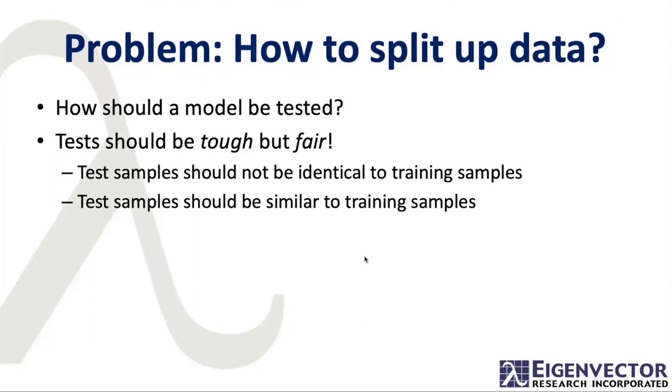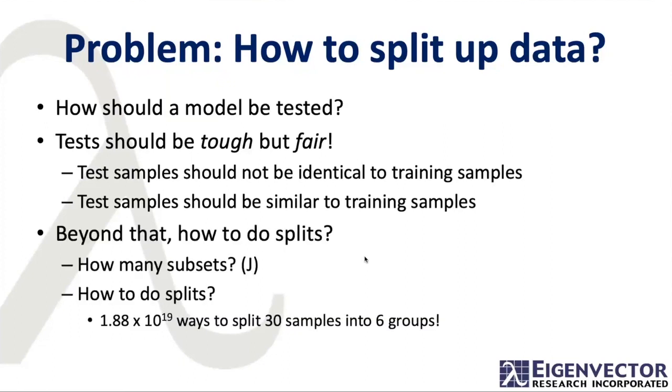So when you do cross-validation, the real thing to think about is how to split up your data set in a way such that test samples are not identical to training samples, and test samples, though, should be similar to training samples. So you shouldn't have test samples that are far removed from the data that you're modeling on, because we generally don't expect our models to be able to extrapolate far away from the data anyhow.